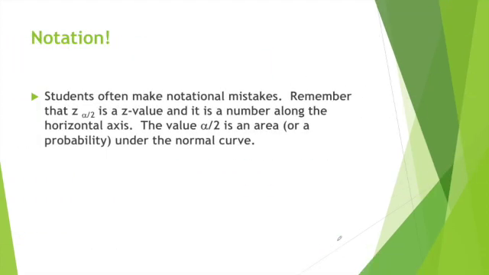First off, let's talk about some notation mistakes real quick. Students often make notational mistakes. Remember that z sub alpha divided by 2 is a z value, okay? And it's a number along the horizontal axis of our normal curve, right? And this value, alpha divided by 2, is the area, which we can also write as a probability, under the normal curve.